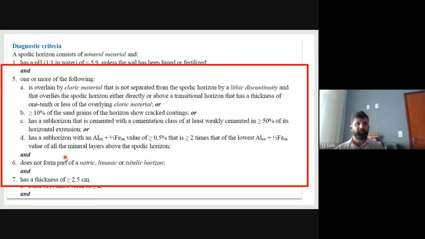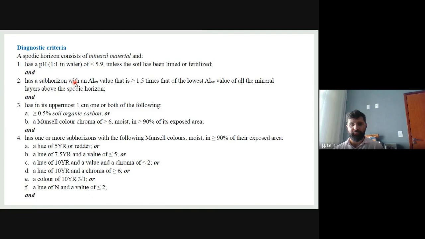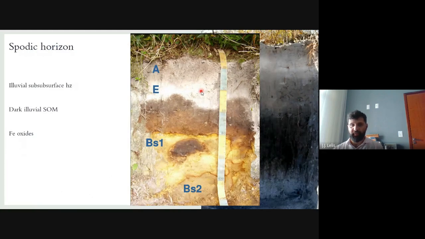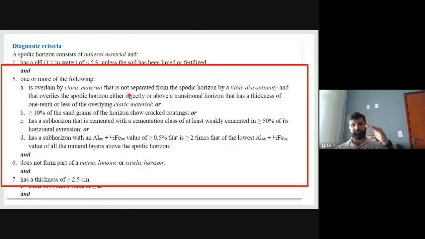Beyond this, we have that it's an overlaying of albic material that's not separated from the spodic horizon by a lithic discontinuity. Okay, so we have an albic material, I'm sorry. And what is an albic material? This is the E horizon material that possesses a white color. So we have the contact between the E horizon, the albic material, and the spodic horizon, and they are not separated by a lithic discontinuity.